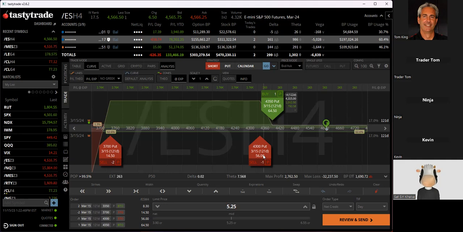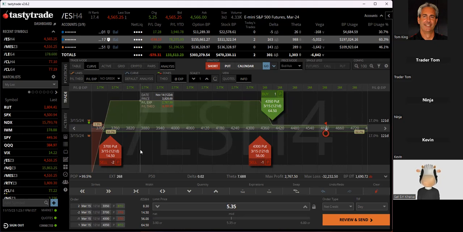I didn't have to move any of my strikes. Same strikes as I had on the MES, really, the 4,300, 4,350. Now the 3,700 here, ES is a little bit better. You can get a little bit farther when you're using ES. On MES, I had to use a 3,800 put. On ES, you're actually able to get slightly farther out based upon the way ES trades.